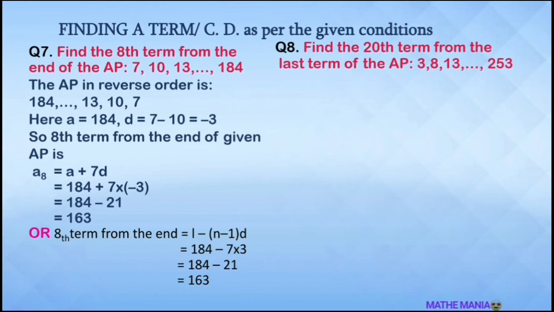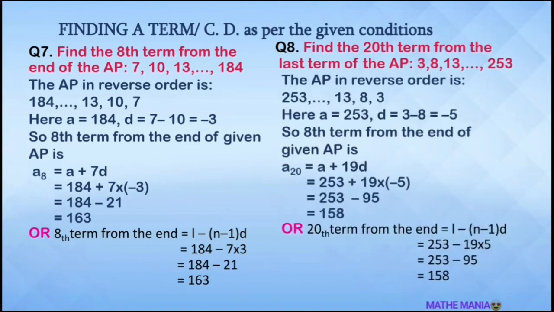If we use the first method, then on reversing the order of the AP, a is equal to 253 and d is equal to minus 5. So the 20th term will be a plus 19d, that is 253 plus 19 into minus 5, which on solving gives us 158. For the second method, l is the last term of the given AP, so it is 253, and the common difference is 8 minus 3 equal to 5. So putting the values in l minus (n minus 1) into d, we again get the same answer. I hope all of you could solve the question correctly.